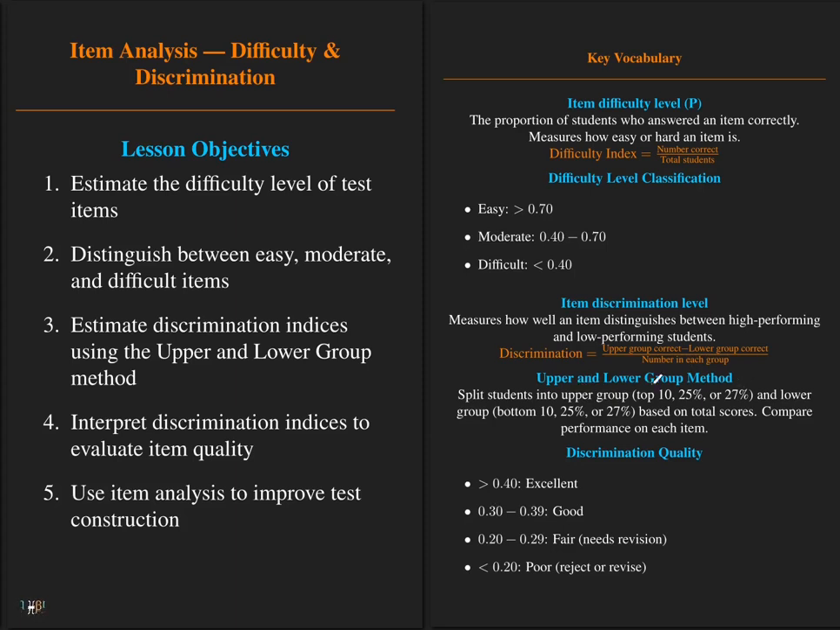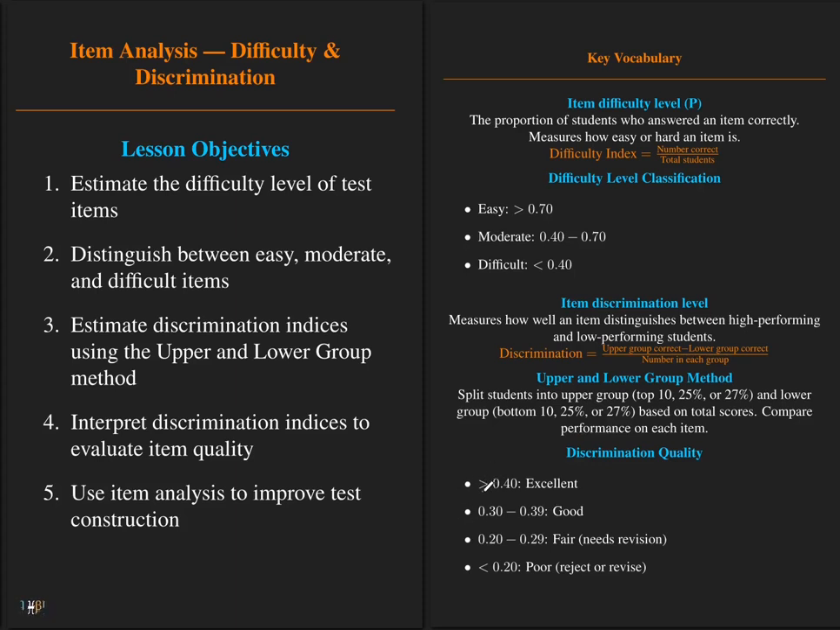So for the upper and lower group method, what do you do? You split students into an upper group and a lower group based on their total scores. Then you compare their performance on each item. As we solve the question, I think this will be clearer.